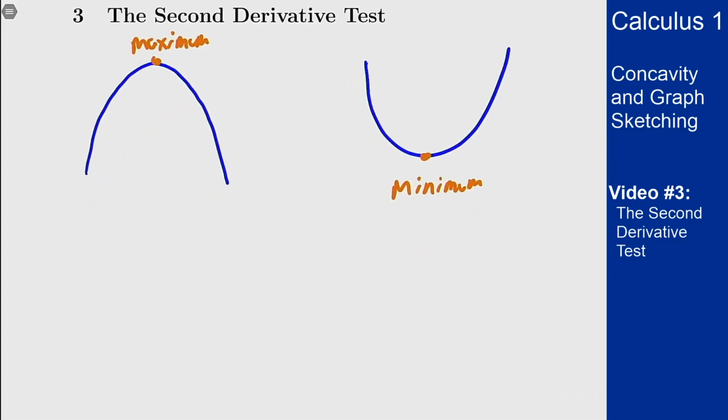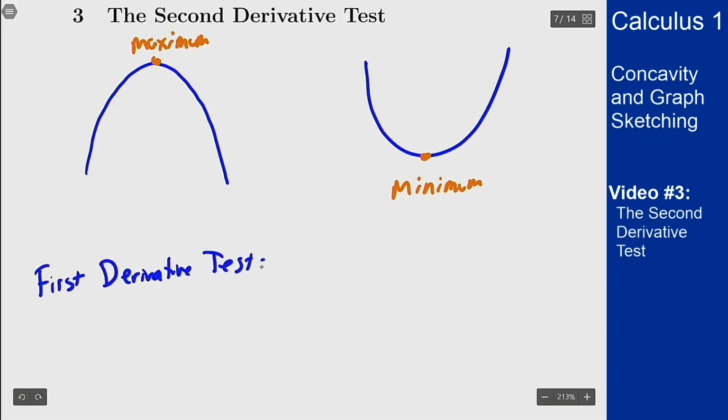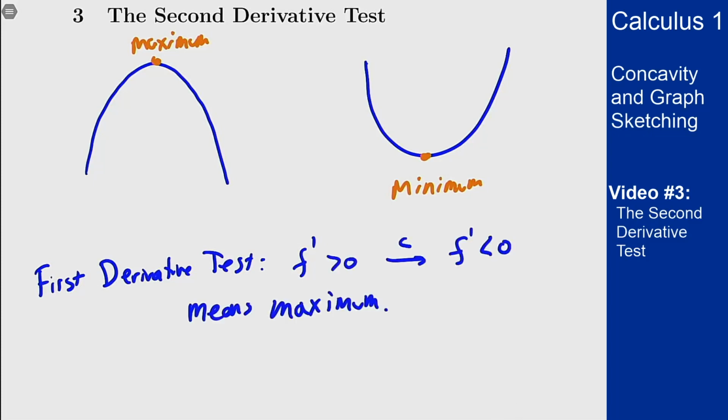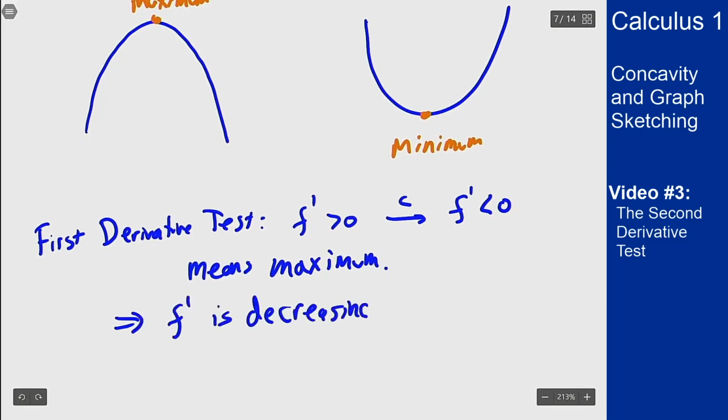So what did our first derivative test say? Well, for the first derivative test, we saw that f prime going from positive to negative across the critical point meant that we had a maximum. What does this mean? If my derivative is positive on the left and negative on the right, that means my derivative is decreasing through this point, because it goes from positive through 0 at the critical point to negative, which therefore means that f double prime is negative. And that's the idea here, although sort of in reverse.